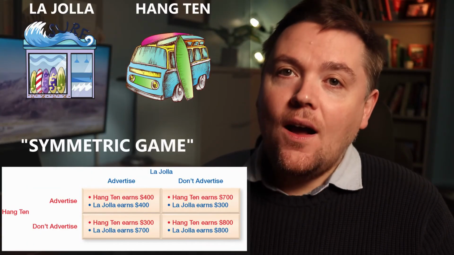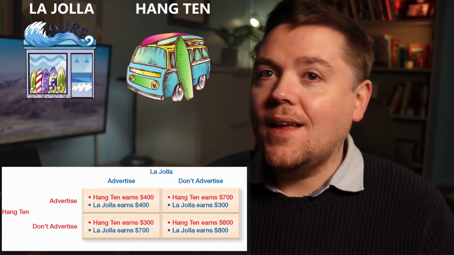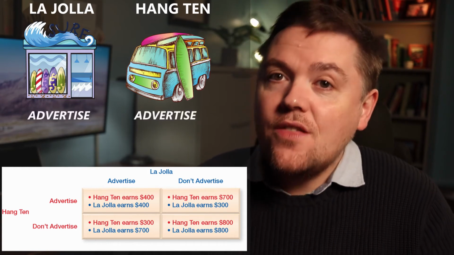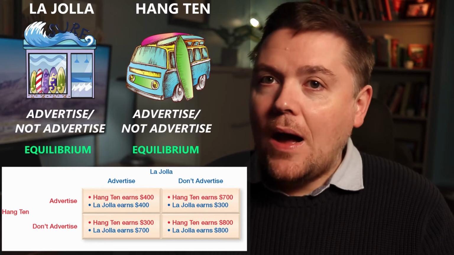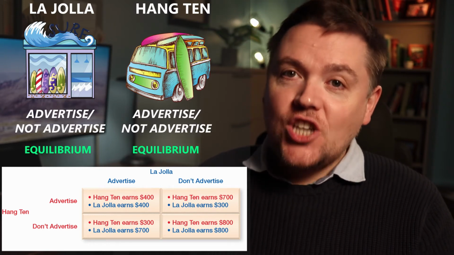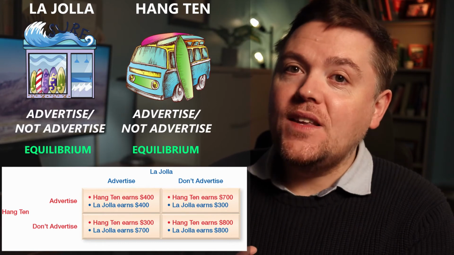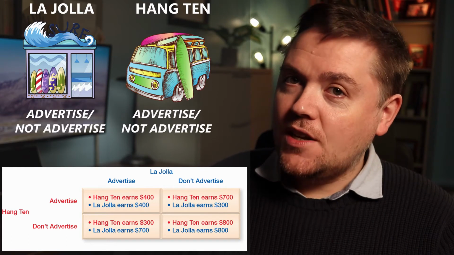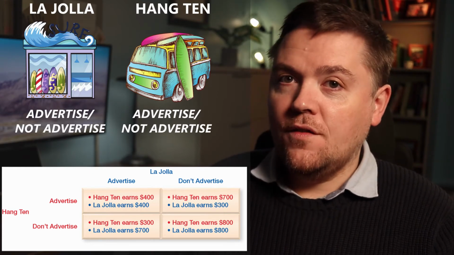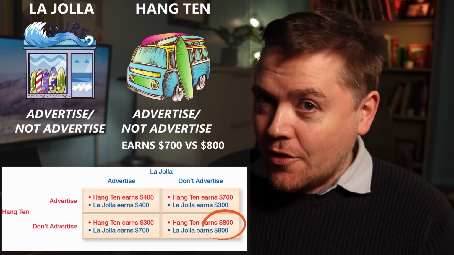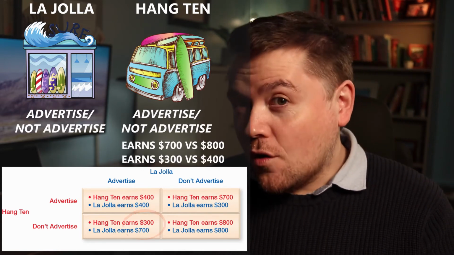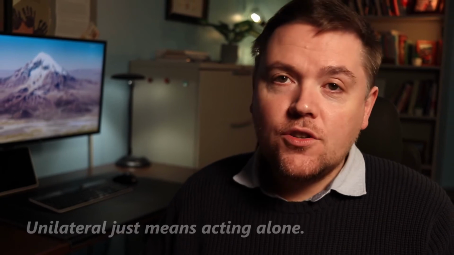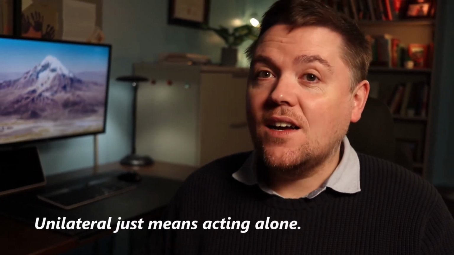Again, we can see that these outcomes where both La Jolla and Hang 10 advertise or neither of them advertises are equilibrium outcomes because no one has an incentive to change their choice when they're already at one of these outcomes. For example, if Hang 10 switches their choice in either of the potential equilibria, they can only be worse off. They'll make 700 versus 800 and 300 versus 400. And the same is true for La Jolla if they were to unilaterally change their choice. Unilateral just meaning all alone or acting on their own.